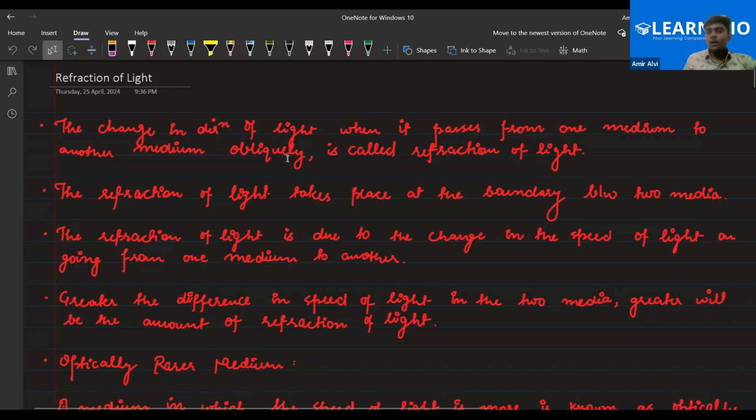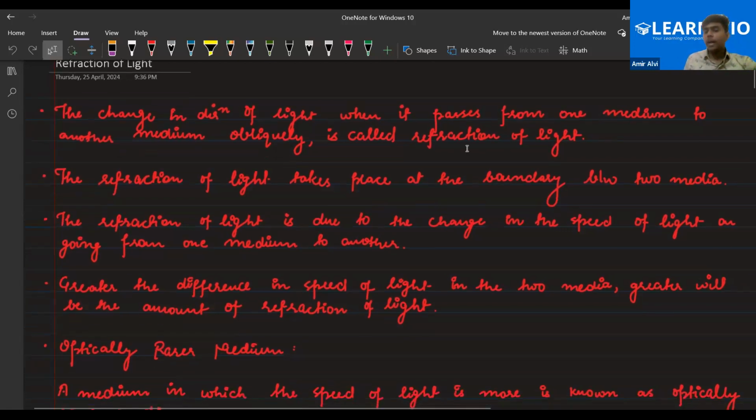Next, refraction of light takes place at the boundary of the two media. Suppose the two media are like this. This is medium A, this is medium B. The boundary of these two media is this, which separates both the media. The refraction will happen at this boundary. Is this clear to all of you? Refraction will not happen inside the medium or outside the medium. It will happen at the boundary, right? Yes, that's clear.